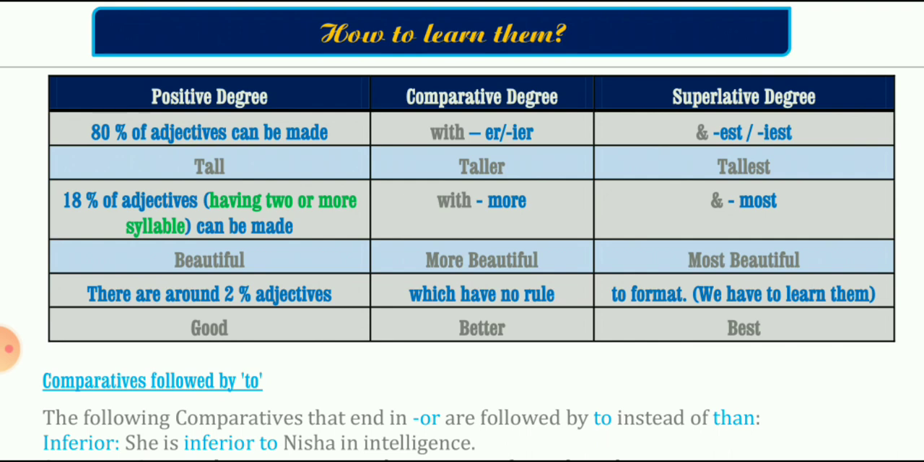There are around 2% adjectives which have no rule to form them. That's why we have to learn them as good, better, best. There are no rules for such adjectives. So this is the simple trick by which you may understand about degrees and how to learn, because we can't learn all adjectives. We have to understand the concept of it.